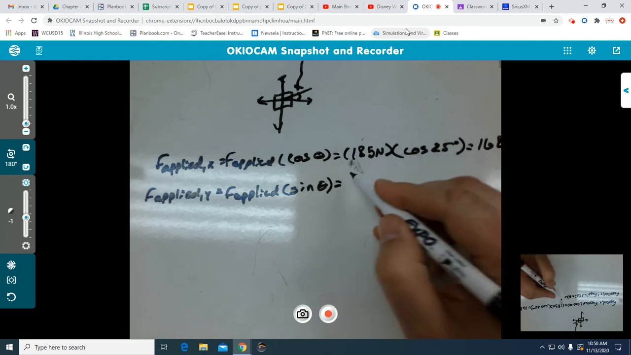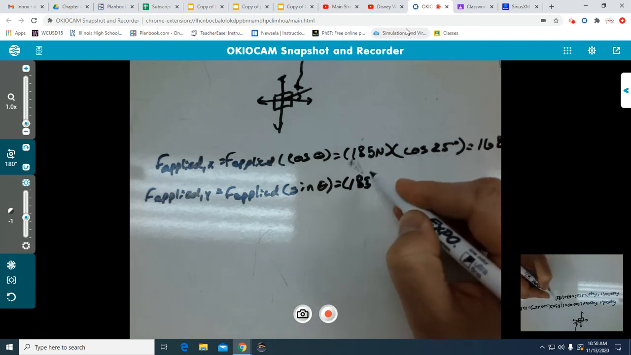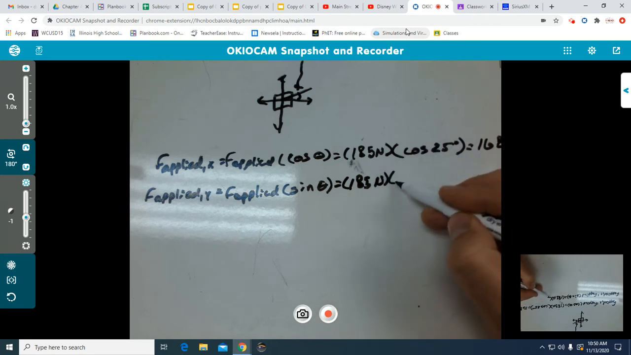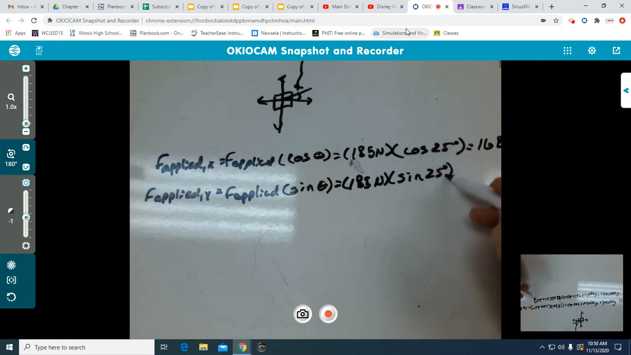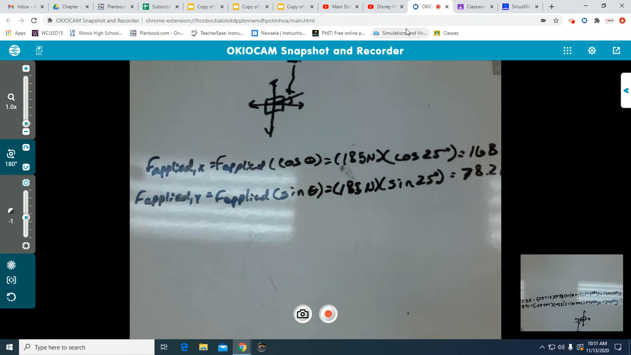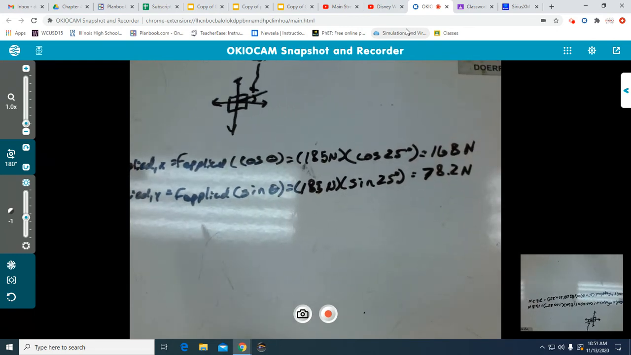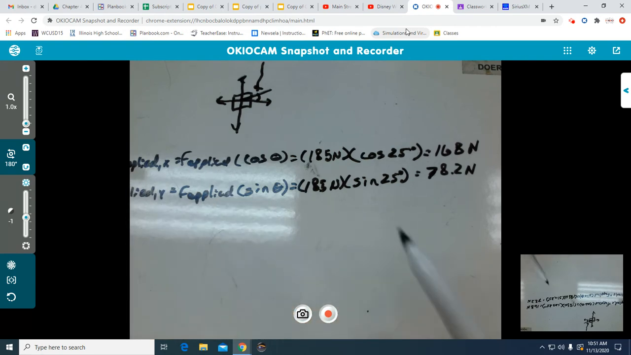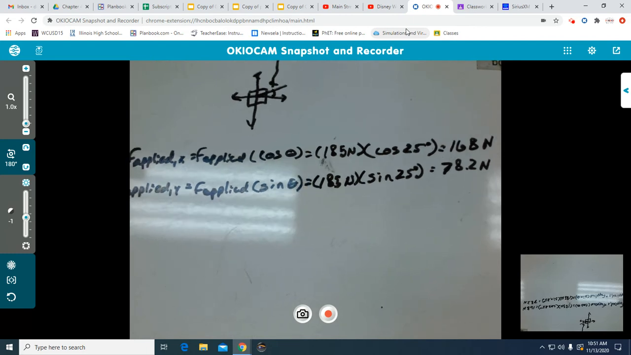Now we're doing the same thing for the y. Take the 185 newtons. This time it's going to be multiplied by the sine of 25 degrees. And we get 78.2 newtons. So now we have our force that is applied in the x and y direction because of the student pulling on the rope at that specific angle.